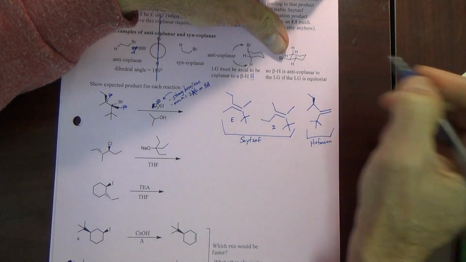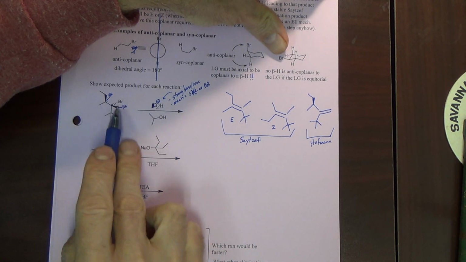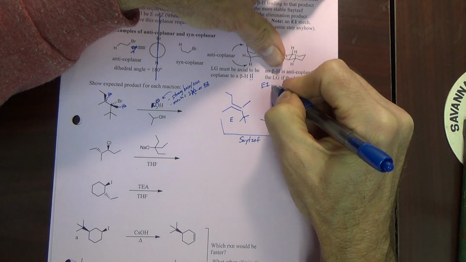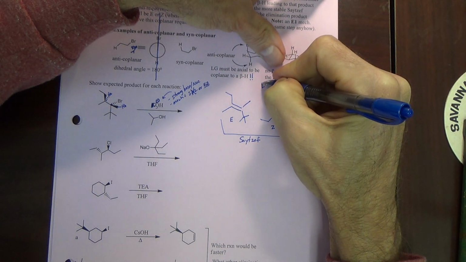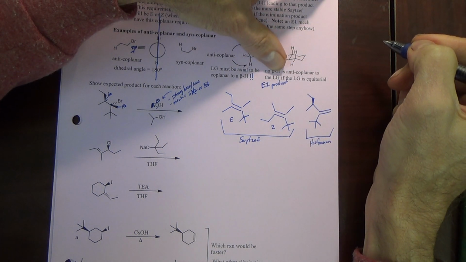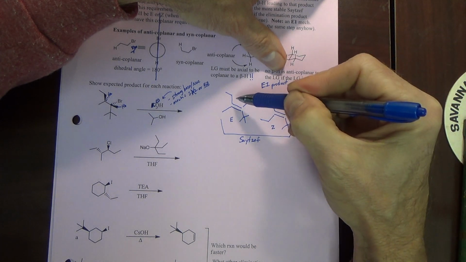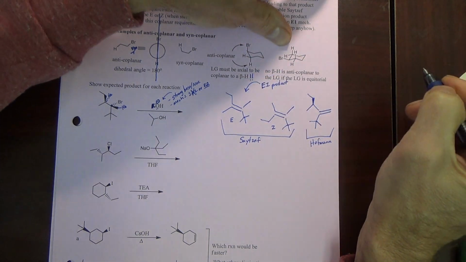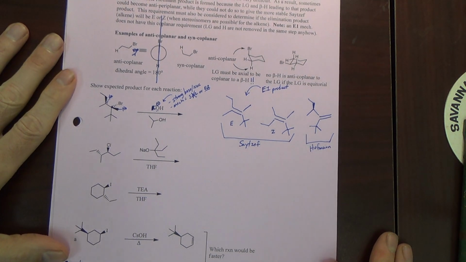Now we're doing E2. What if we were doing E1 here? What if we had different reagents and this molecule underwent an E1? What would be the product? Well, E1 always gives the most stable product, the thermodynamic product. The most stable would be a Zaitsev, and it would be E with the ethyl and tert-butyl trans to each other. That's the E1 product. We don't have to think hardly any more about that.